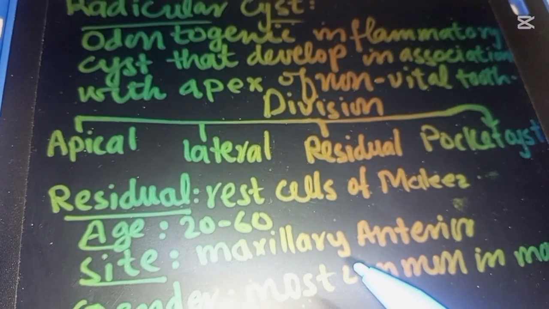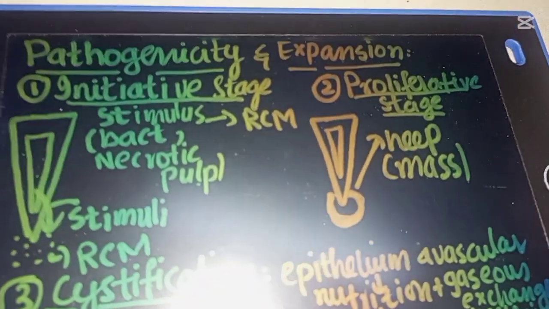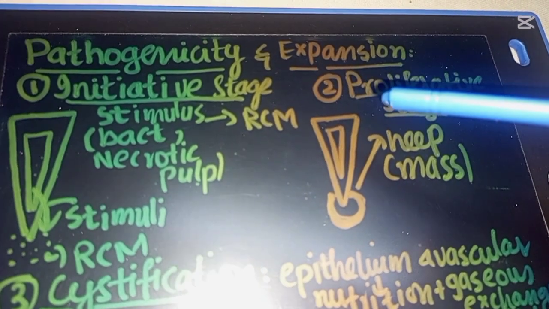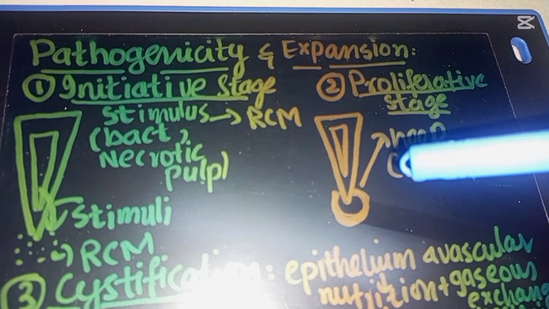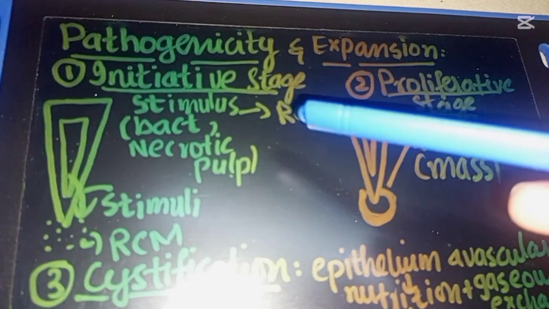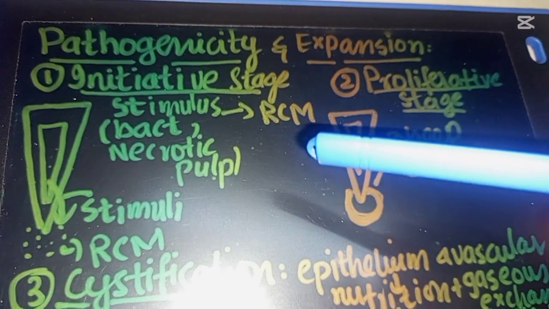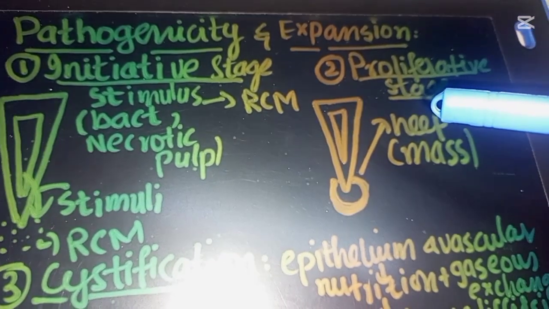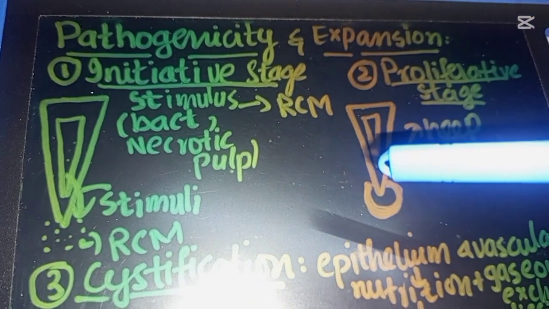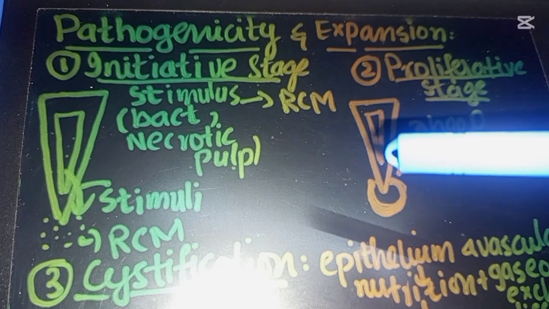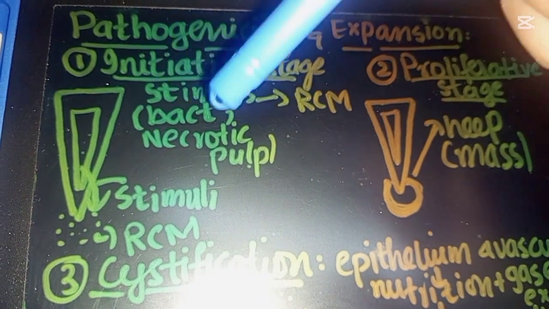Okay, now next we will discuss its pathogenesis and expansion. So basically, how the radicular cyst formation occurs and how it expands. Let's start with Bismillahirrahmanirrahim. Okay, it has almost four stages. Number one is the initiative stage, the other is the proliferative stage, the third is cystification. Let's start with the initiative stage. Bismillahirrahmanirrahim.